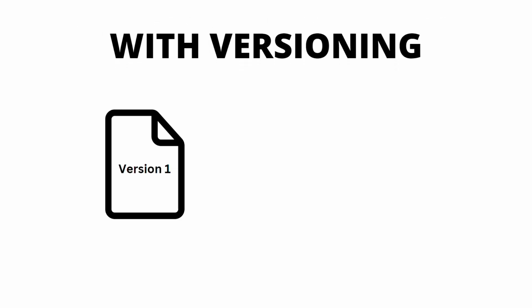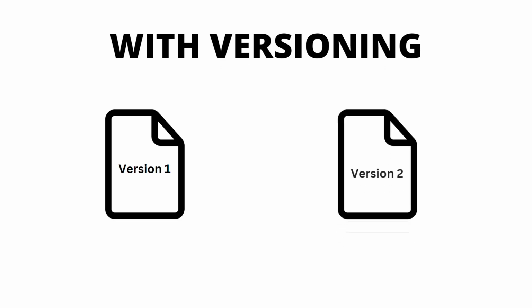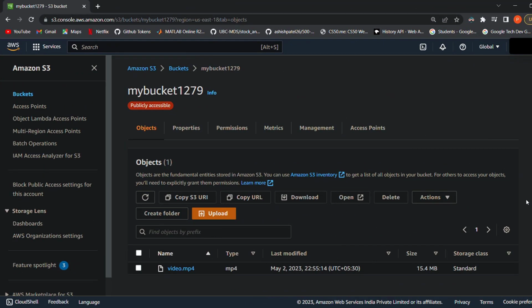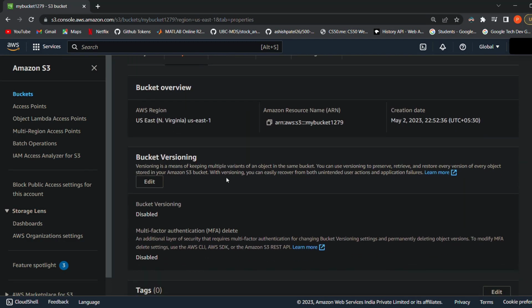But, if versioning is enabled, then, all of your versions will be tracked. You can anytime access any previous version. Now let's enable versioning for our bucket. Here we are, inside our bucket. In the Properties section, we can see that the bucket versioning is disabled. Click Edit.